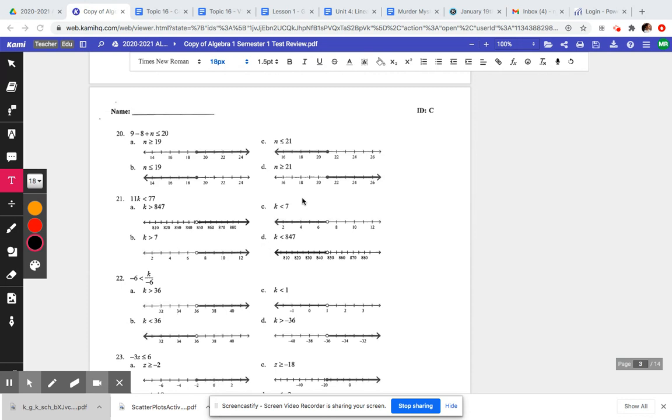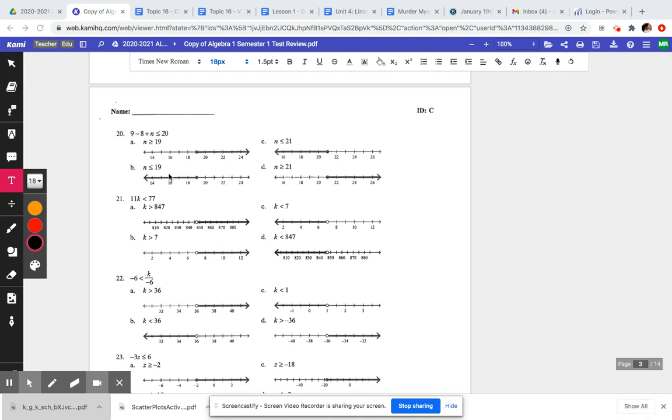Let's kind of go down. Again, you're going to do the exact same process, go through the motions, combine like terms, isolate the variables. And so you're going to end up with 9 minus 8 is going to give you 1, plus n is less than or equal to 20. So you'll subtract 1 on both sides. So you should have n is less than or equal to 19, which is B.